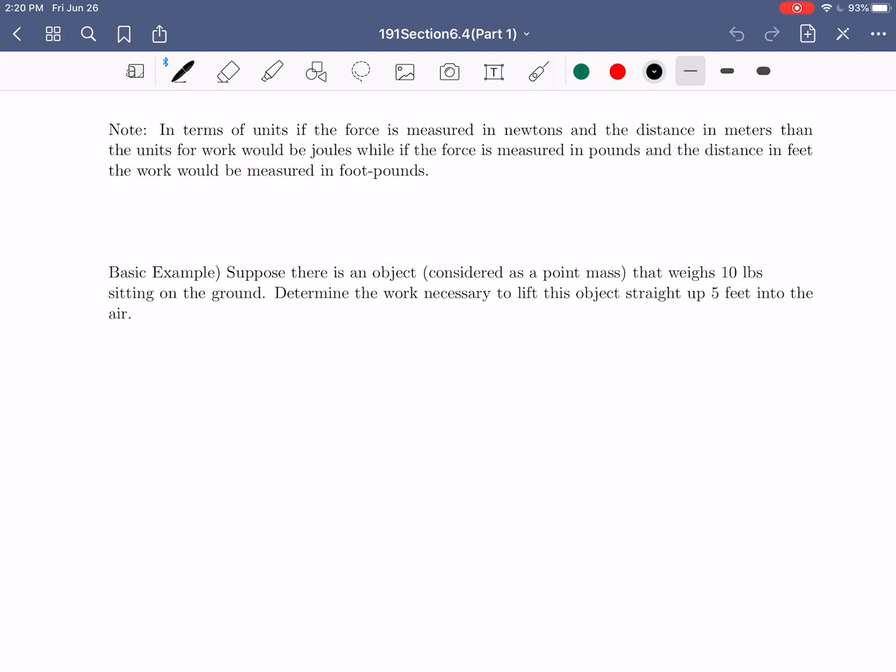If we were to draw out this diagram, there's our person who's trying to lift this thing. There's our point mass, right? This is the thing that we're trying to lift up. We know that this is a total of 10 pounds, and we are trying to take this thing and move it up maybe up to here. And we know that this is a distance of 5 feet, and we're trying to lift it from this base all the way up to there.